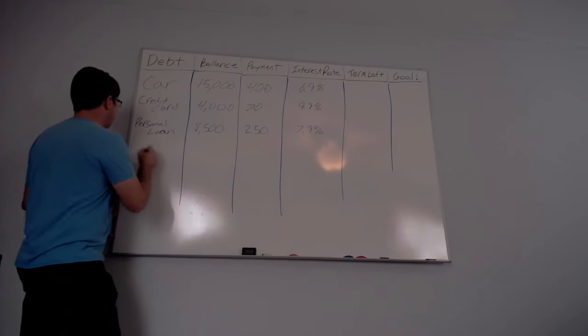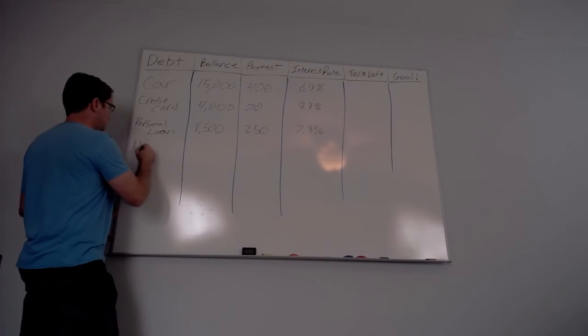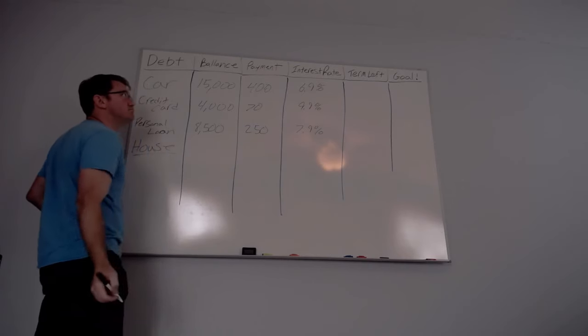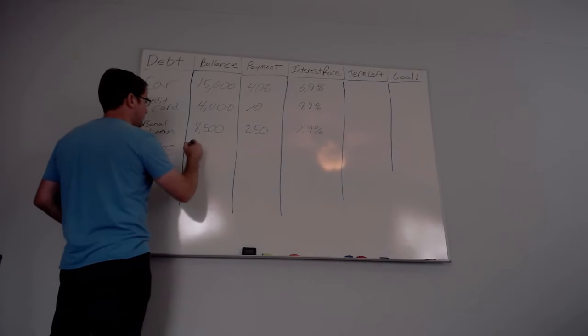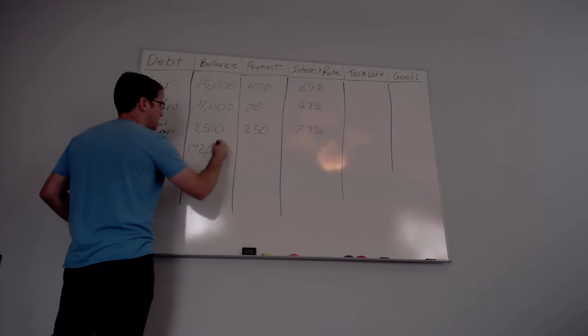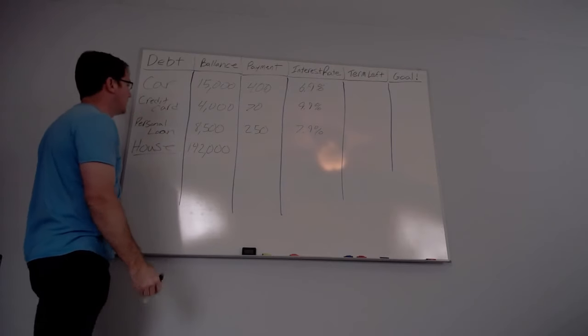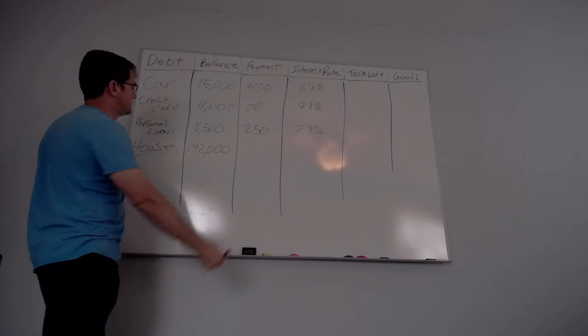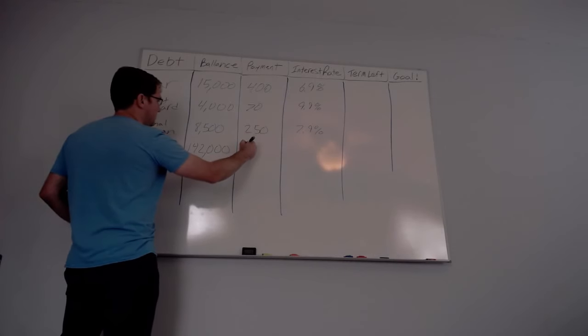All right, then you got your house. Here's the big one. You own your house. You're not renting. How about you still owe 142? Random number. How much would your monthly payment be on that?